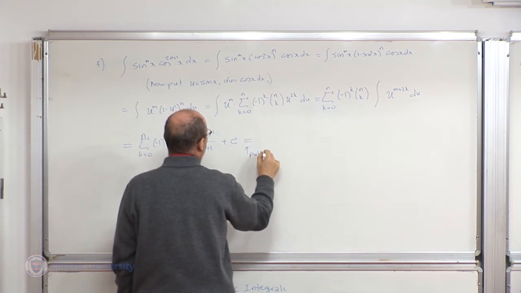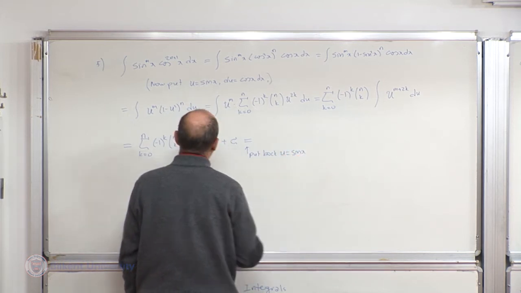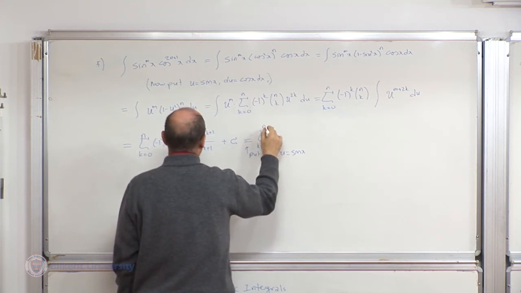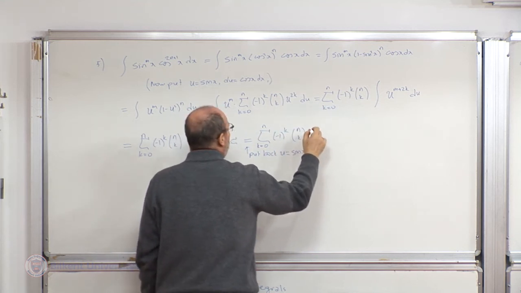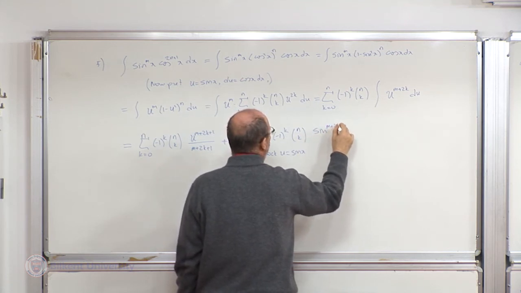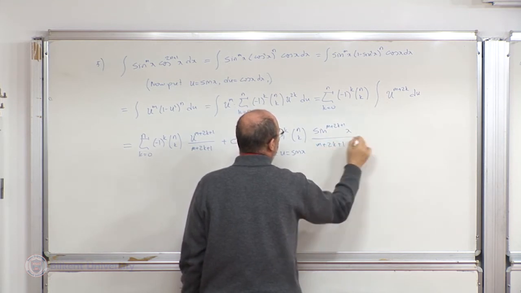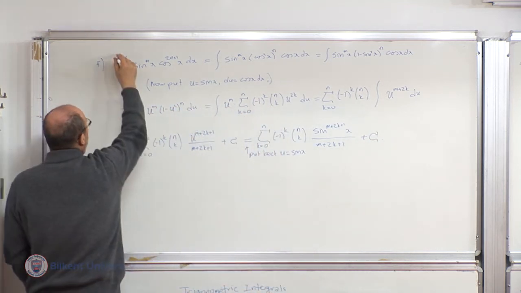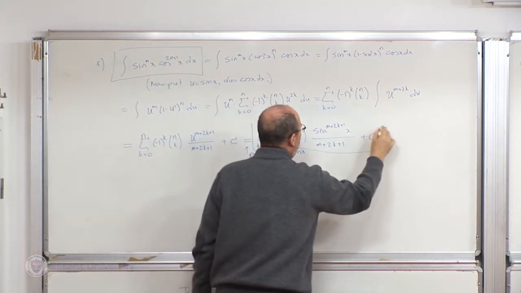Now put back u, which was u equals sine x. So you have an explicit formula: the sum of (-1)^k, n choose k, sine to the power m plus 2k plus 1 of x, divided by m plus 2k plus 1, plus your integration constant. So this thing is explicitly equal to this.